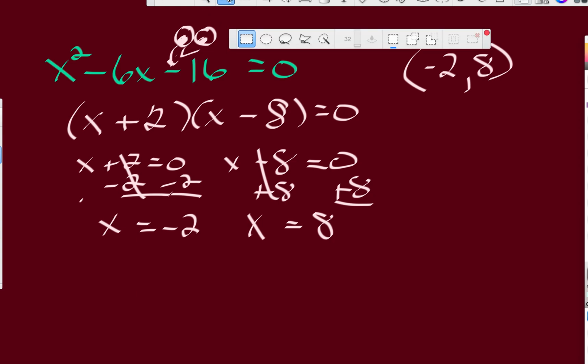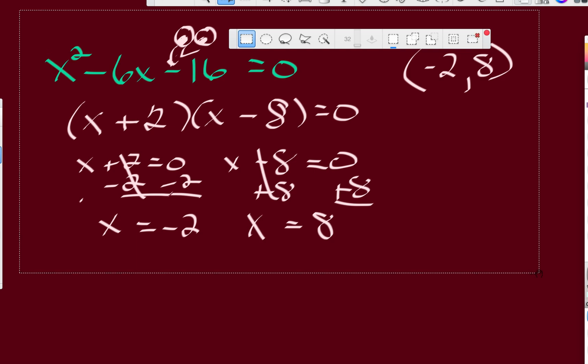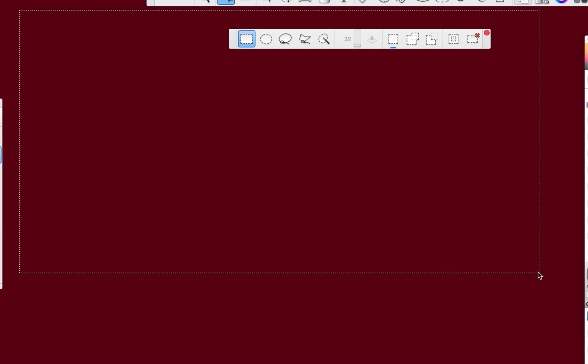All right, why do I put 4 factoring problems on one half of the chapter test? Here's why. That is the single most important skill you need to pull from this chapter.